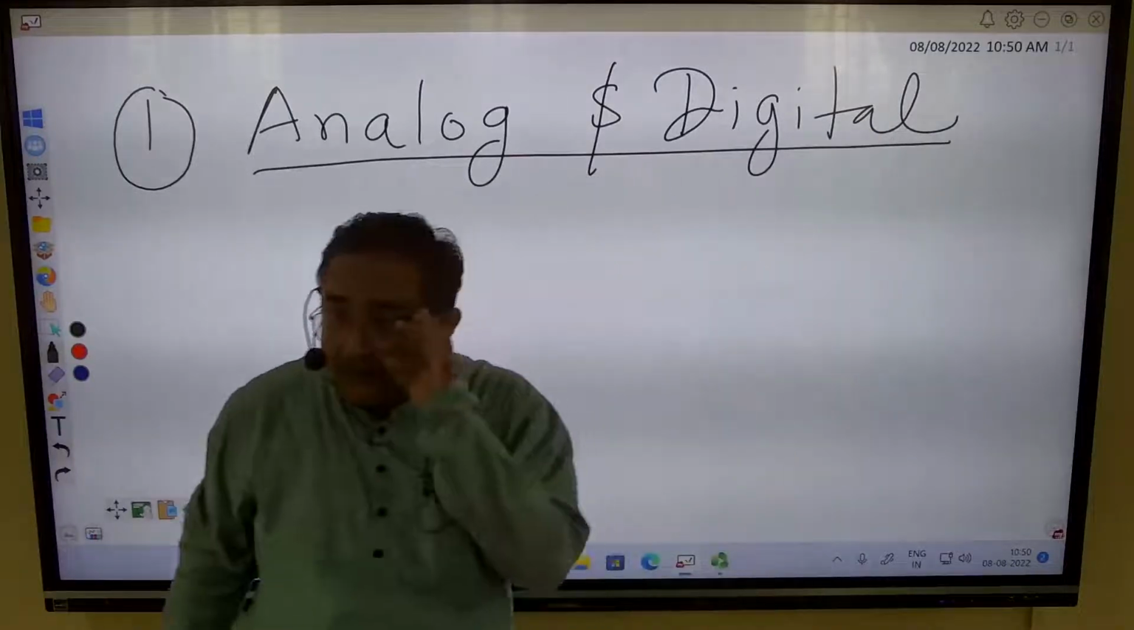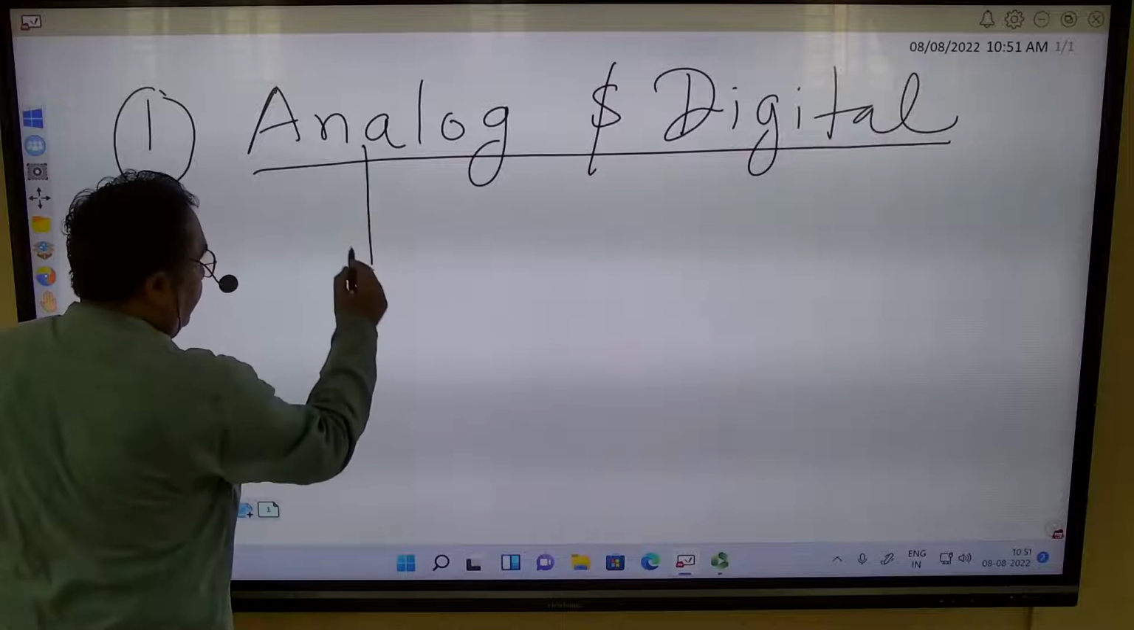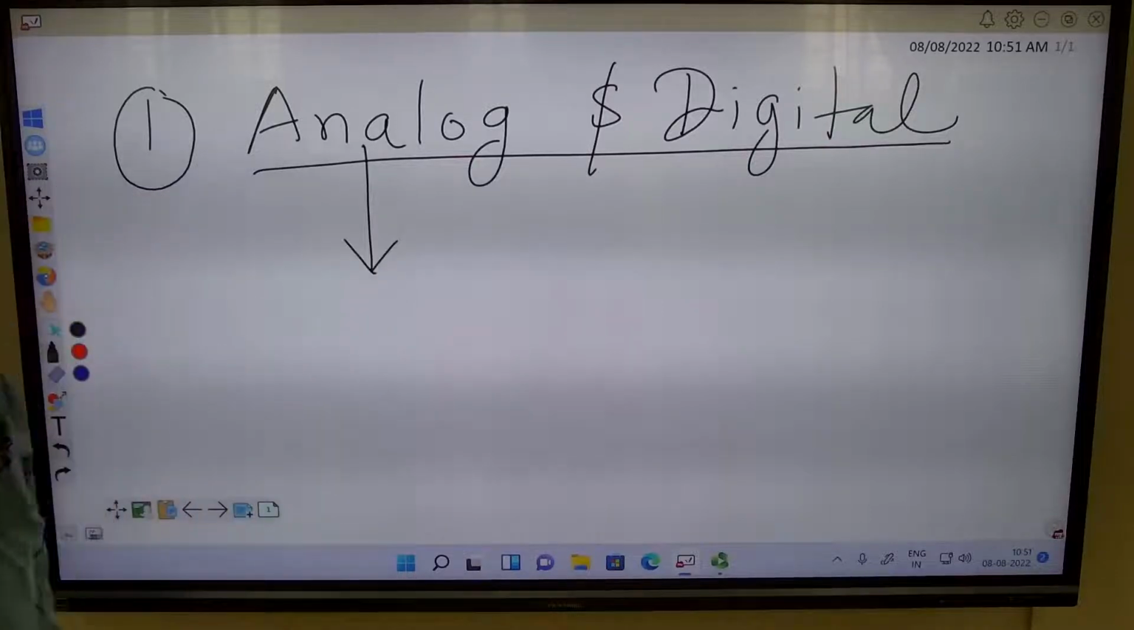Okay, when I say analog system or analog signal, in fact there is a subject called signal and system that is studied in your electronics. People there have their own subject, but it is common to electrical also. It is similar to circuit theory, but there they put it in the form of signals, but here we have used the word analog.